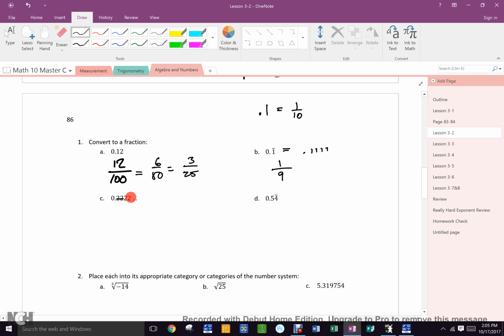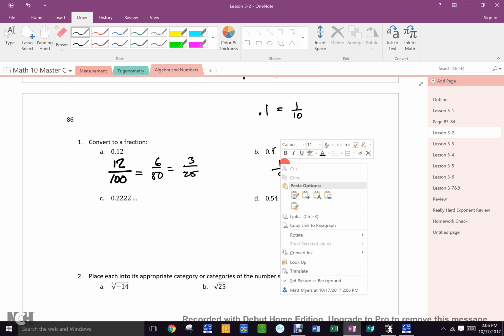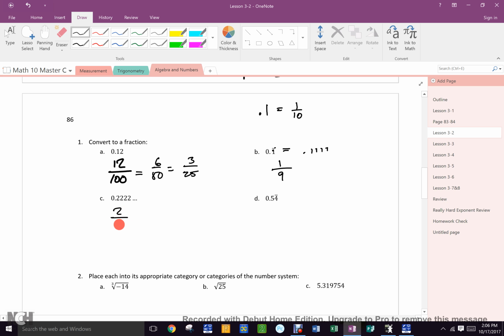This is 0.2, 2, 2, 2, 2, 2, 2. What do those 3 dots mean? That it continues. We assume it continues repeating in that pattern. So this is the same as 0.1 repeating. Well, if 0.1 repeating was 1 over 9, what's 0.2 repeating? 0.1, 1 became the numerator. 0.2, 2 over what? 9. Because when we repeat, we got to go over 9.